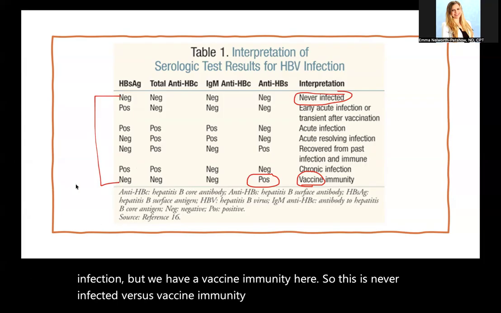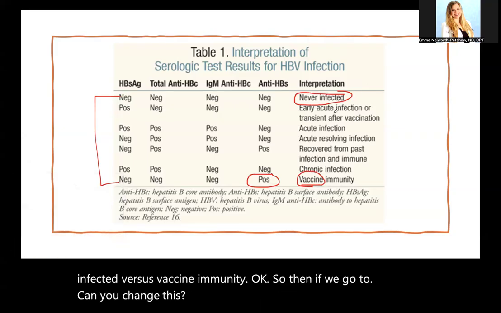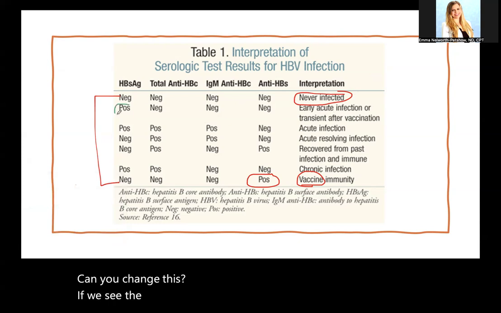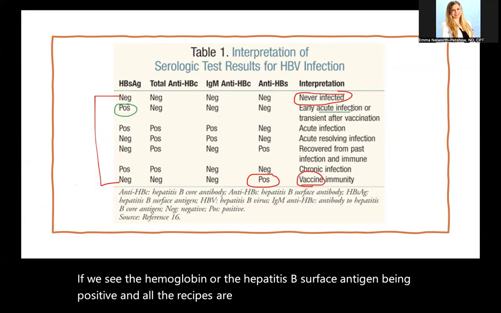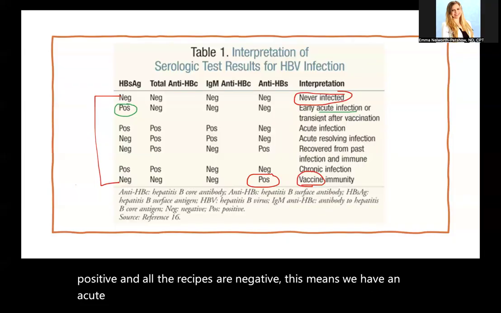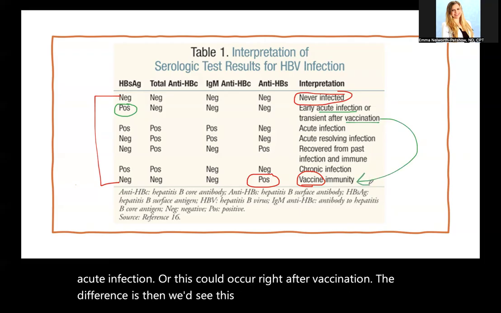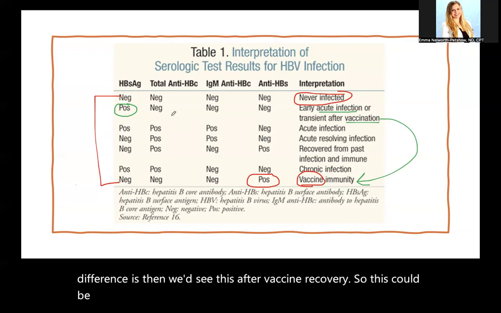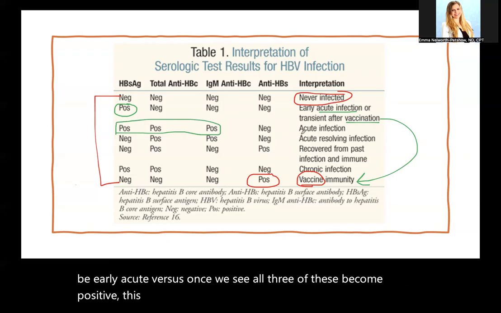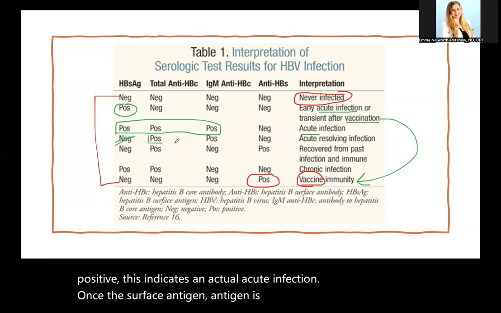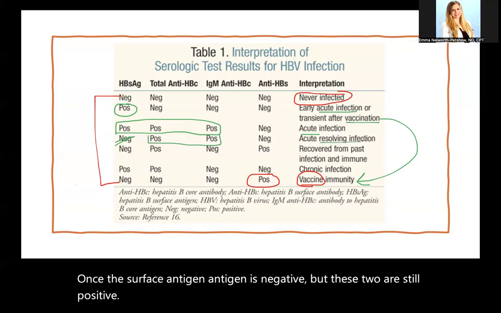Okay. So then if we go to, oops, let me change this. If we see the hepatitis B surface antigen being positive and all the rest of these are negative, this means we have an acute infection, or this could occur right after vaccination. The difference is then we'd see this after vaccine recovery. So this could be early acute, versus once we see all three of these become positive, this indicates an actual acute infection. Once the surface antigen is negative, but these two are still positive, this says our infection's resolving.